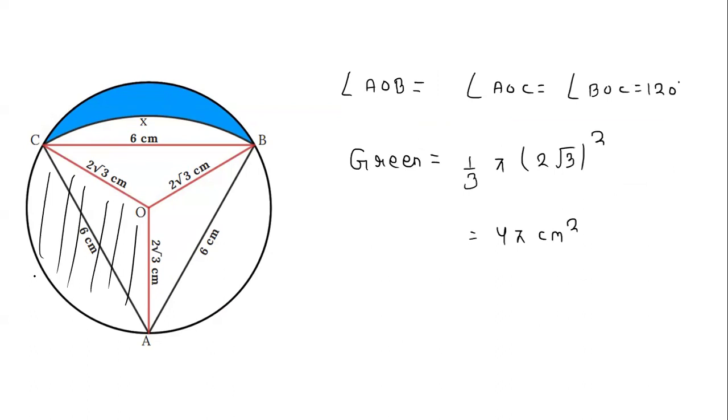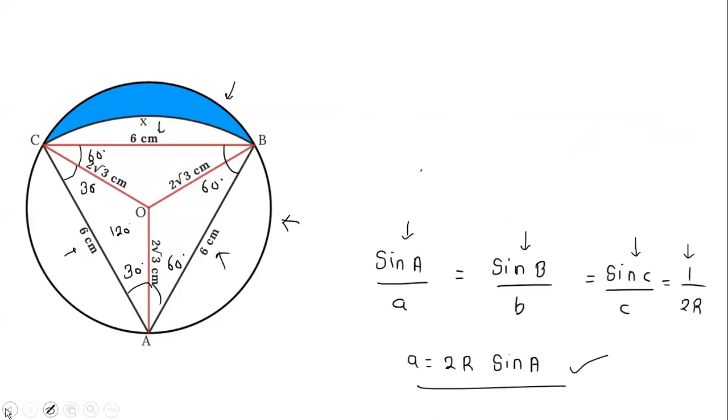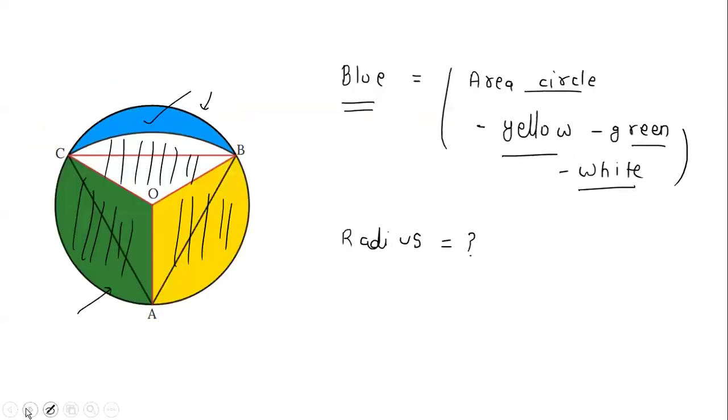Now let's move to this green area. How we can find this green area? It is the green area as we denoted previously. You can see this is the green area.